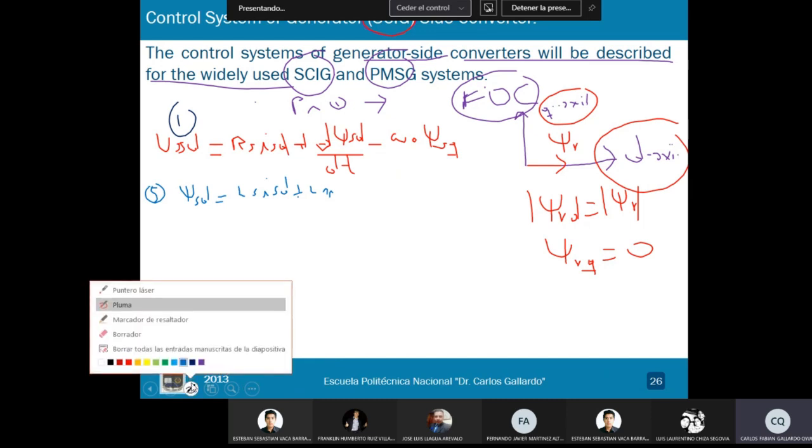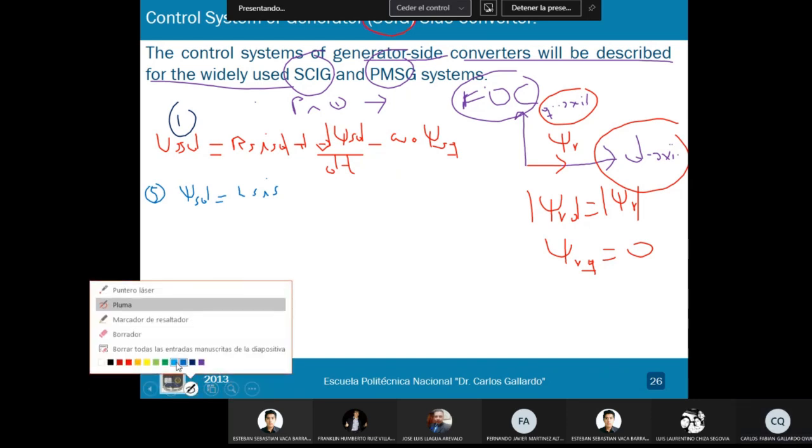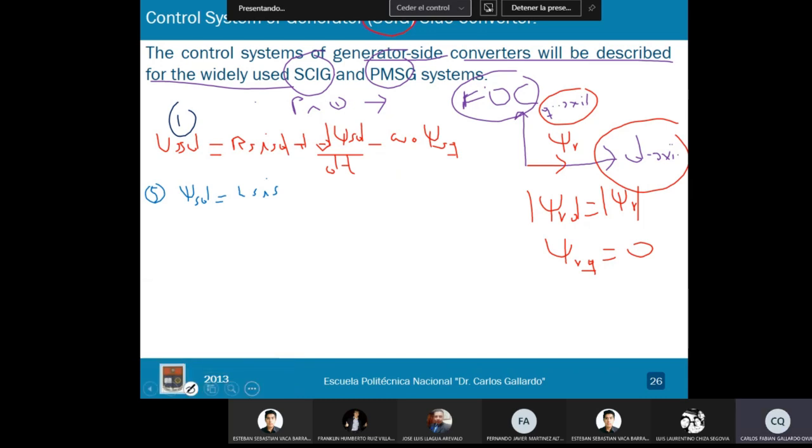Once again, I will have here the stator inductance times the stator current on the D axis, plus the magnetizing inductance times the rotor current on the D axis. I will call this equation number 5.